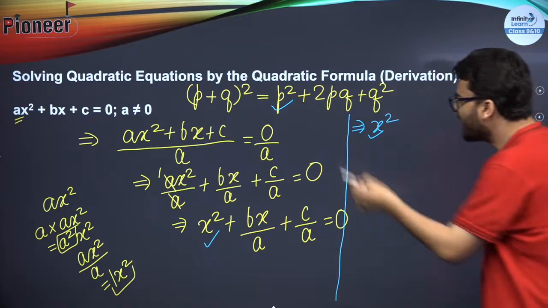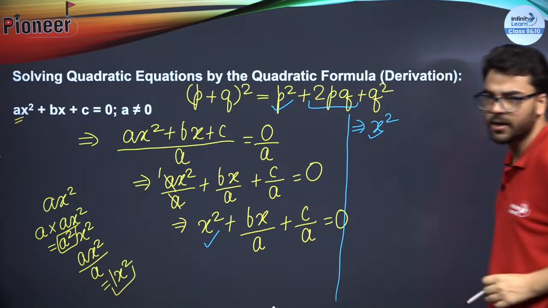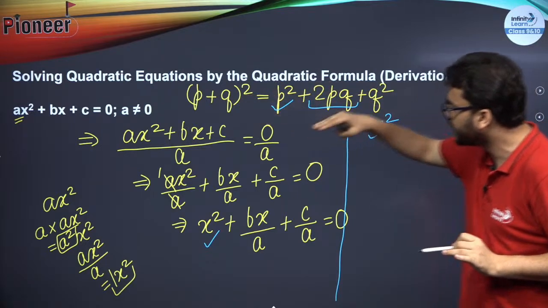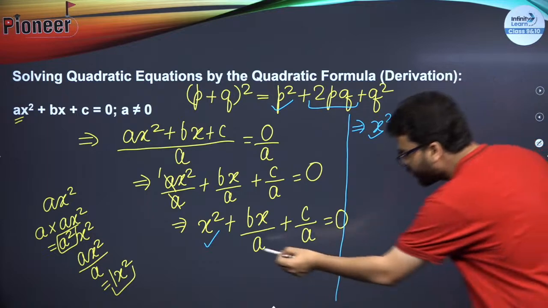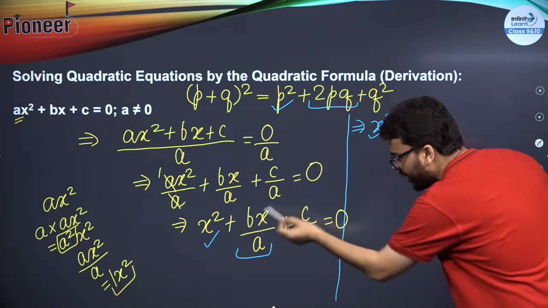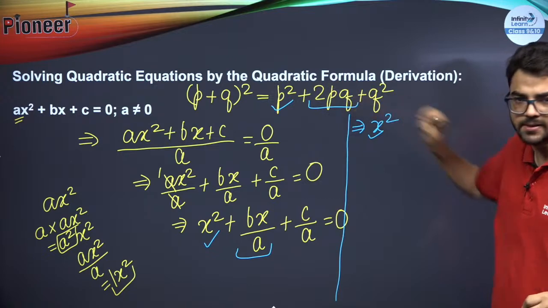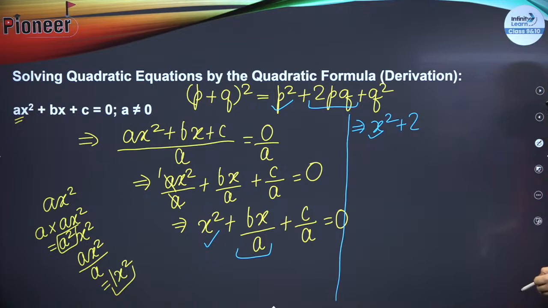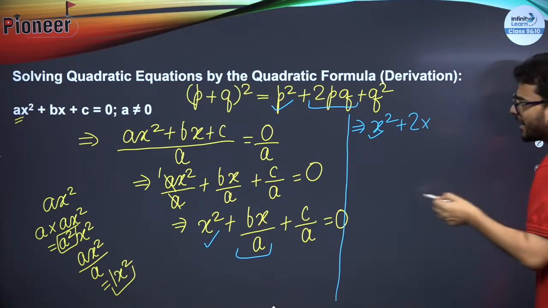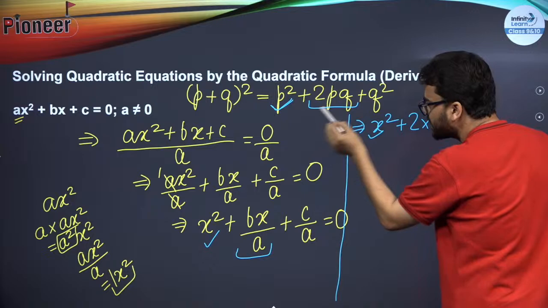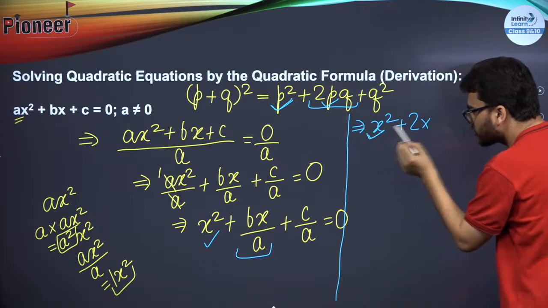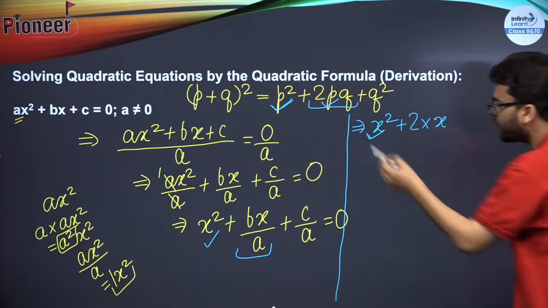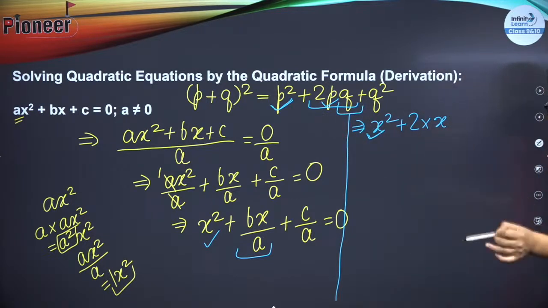Fine. Now I want 2pq, or not? In order to fit this identity, I want 2pq. So I want to change this thing into this form, and I will write 2 on my own. Now you see, this is p square, this is p. So this is x square, so x will come over here. Now I want q over here.